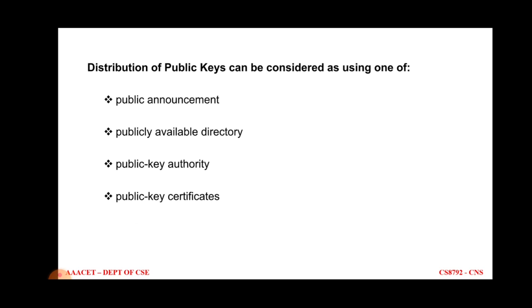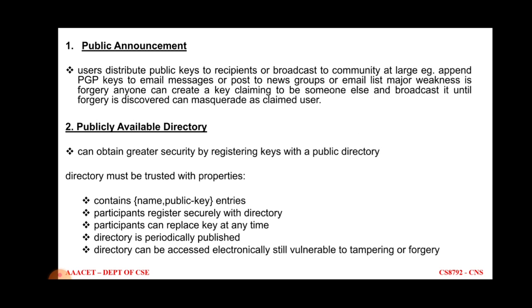So the distribution of public keys has some considerations: public announcement, publicly available directory, public key authority, and the final one, public key certificates. The first one, public announcement, is nothing but the key being public, which means the key is available to anyone or any recipient, so anyone can easily access the public key, because it is available to all.